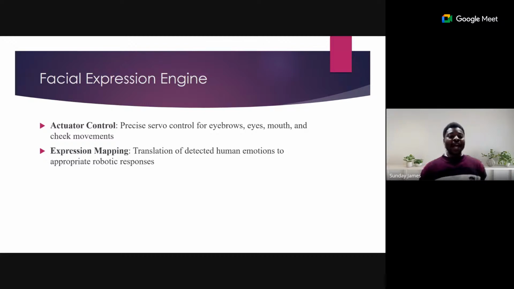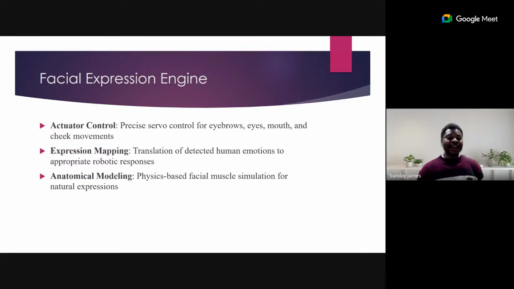All right, so we achieve expressive mapping. Now, this is the translation of detected human emotion to appropriate robot responses. Not just making the robot smile, raise its eyebrows, or move its eyes or mouth to mimic what you're actually feeling facially, but we have great responses that will actually fine-tune what you are feeling into their vocal sounds.